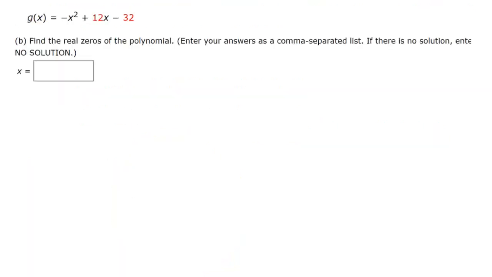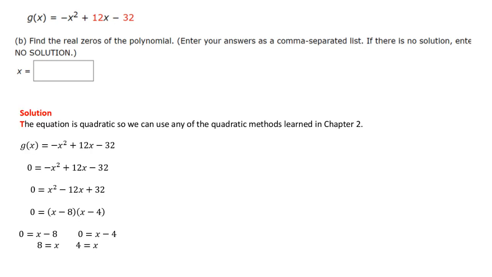Okay. All right, let's move forward to continue answering the questions. B says, find the real zeros of the polynomial. Enter your answers as a comma-separated list. Okay, so they're already telling us that we're solving for the intercepts, the x-intercepts, and they give us x equals 0. So let's go ahead and find all the zeros.